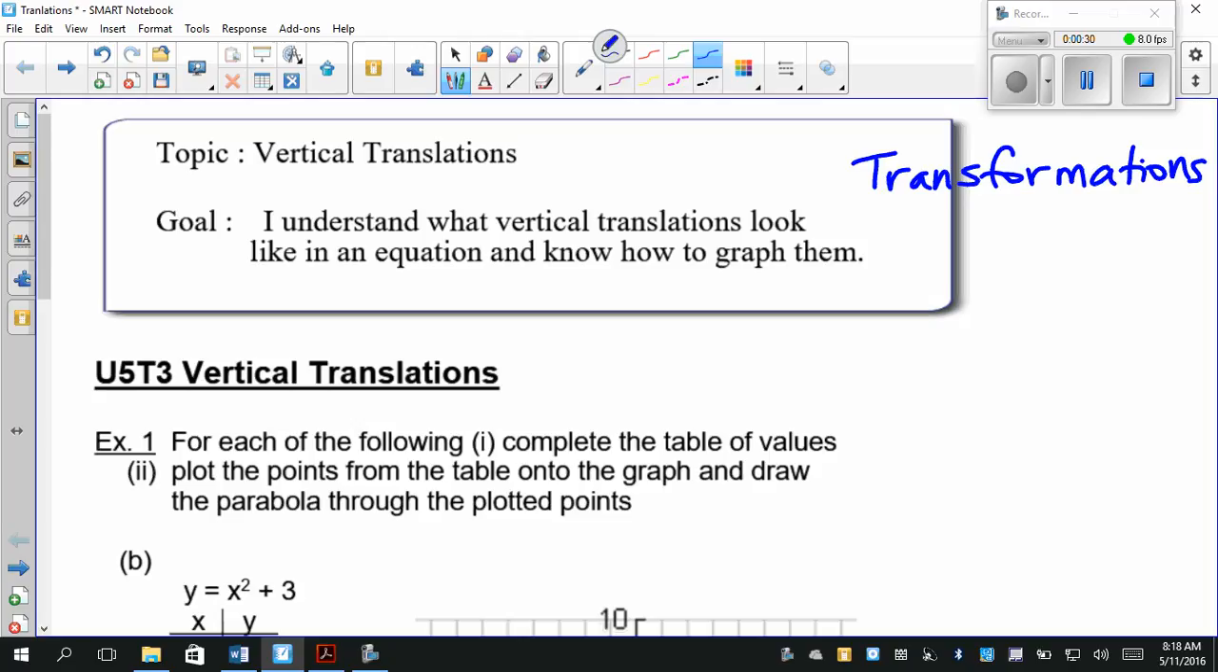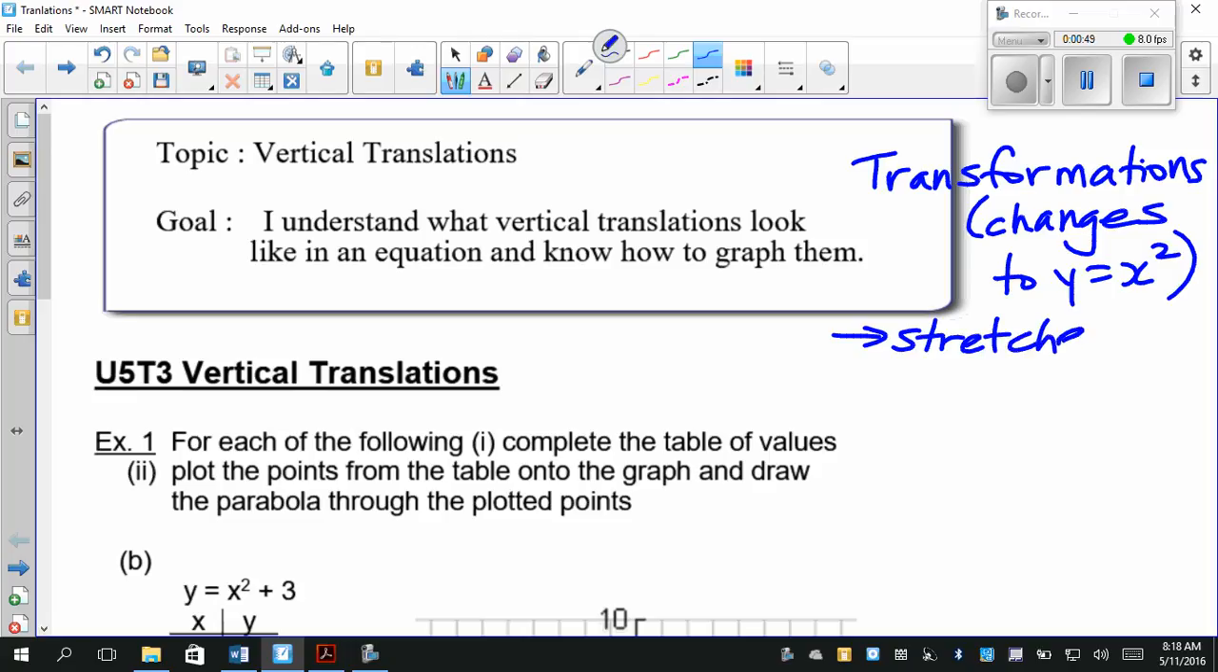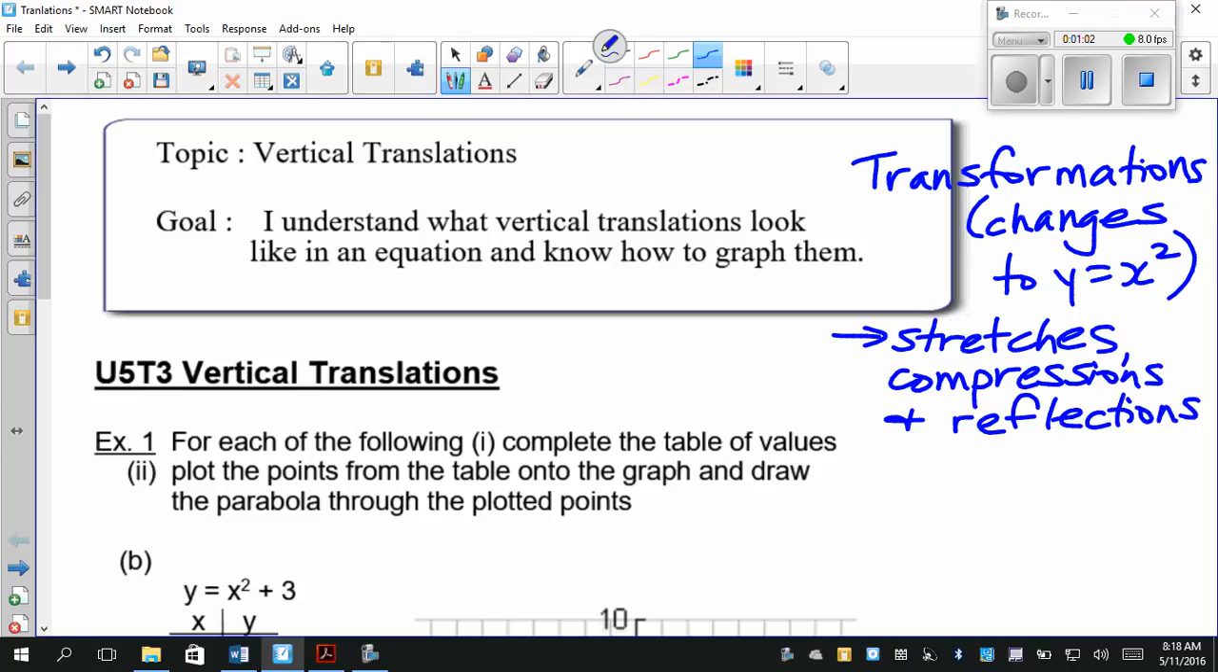So we're looking at changes to y equals x squared. We're looking at changes to that parabola. So yesterday we looked at stretches, compressions, and reflections. Those are some of the transformations that can happen to y equals x squared. Today we're going to take a look at vertical translations.